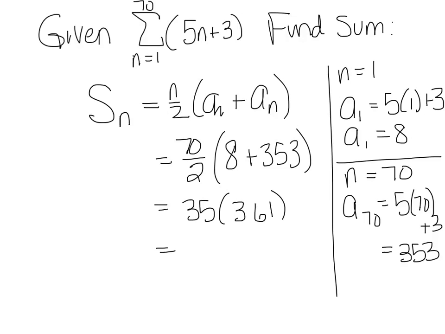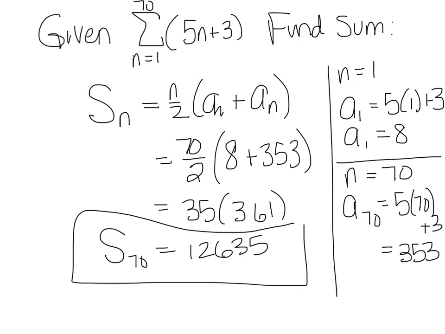Let's see, 35 times 361, 12,635 is the sum of the first 70 terms. And that's my answer.